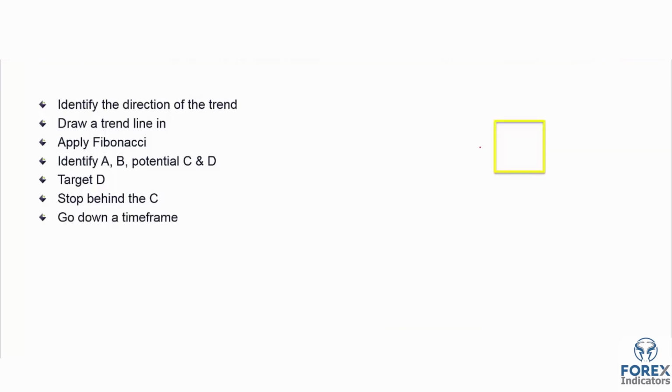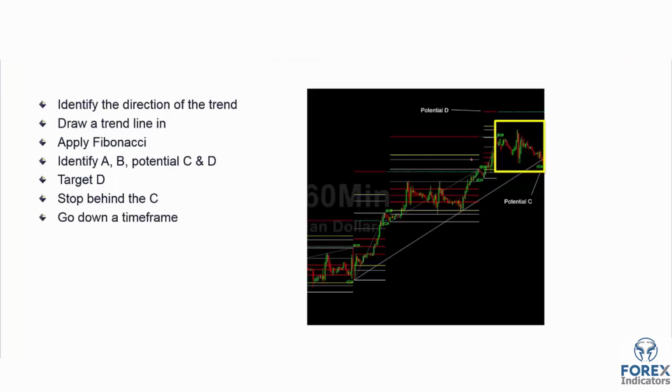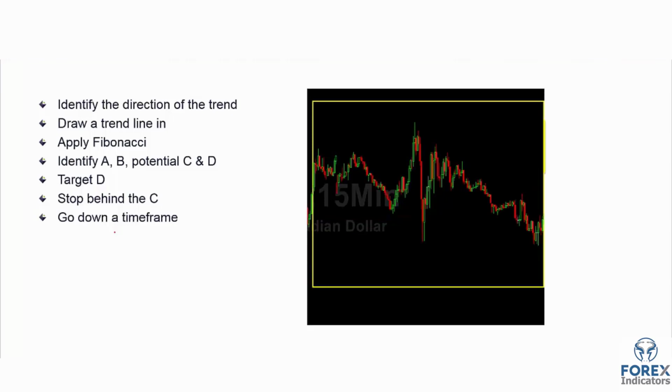And you can see, go down to the time frame. In other words, if you want to time your entry a little bit better, as we said, you can go down a time frame in order to find your entry criteria. So this is what it looks like on a 15-minute chart. Here's the 60-minute version. Here's the 15.